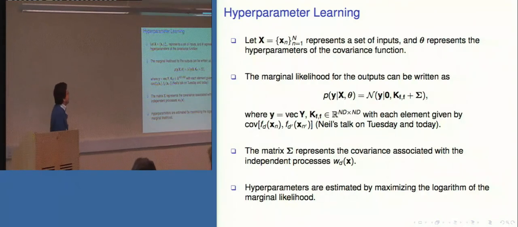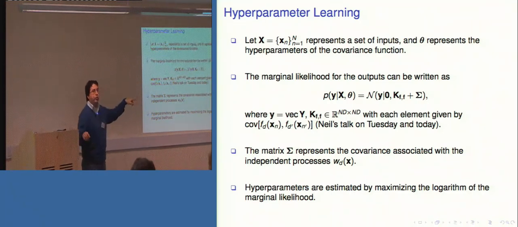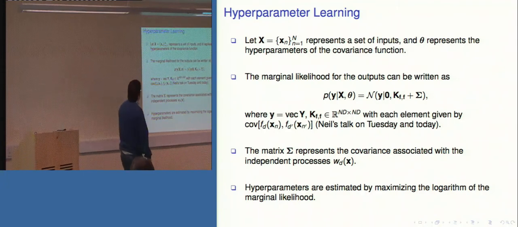Say you have a set of inputs x, and some theta that represents the hyperparameters of your covariance function. In this setup, the hyperparameters would be the parameters associated to your differential equations, and remember, you have a differential equation for each output. And also the length scales, the parameters that you assume for your covariance function of the latent functions. Those would be your hyperparameters.